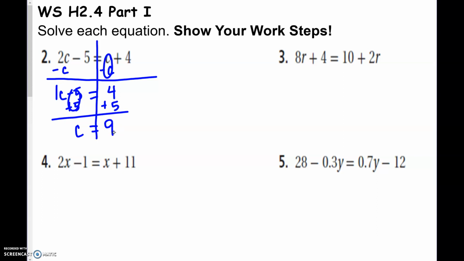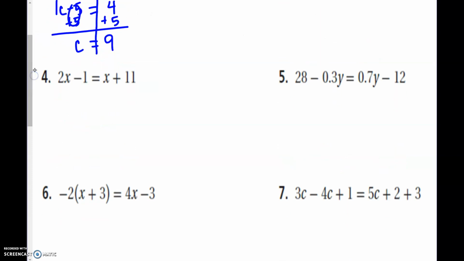All right, we only had to do the even, so I'm not going to do number 3. Going on to number 4, put my line down here. All right, I have 2x and x. So this x, I'm going to subtract x. I like to move the smaller one first, and they're on opposite sides. So I do opposite operations, and these x's cancel, and you're left with 11.